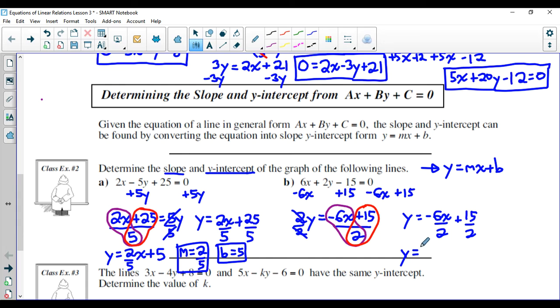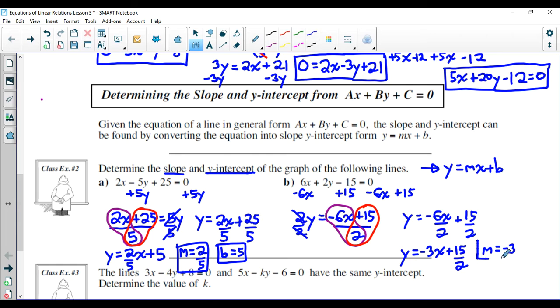Let's see if we can reduce these fractions. So negative 6 over 2 would turn into negative 3, so you'd have negative 3x. And then 15 over 2, well, that fraction does not reduce. It would just be left as 15 over 2. Okay, so now we have it in the form y equals negative 3x plus 15 over 2.